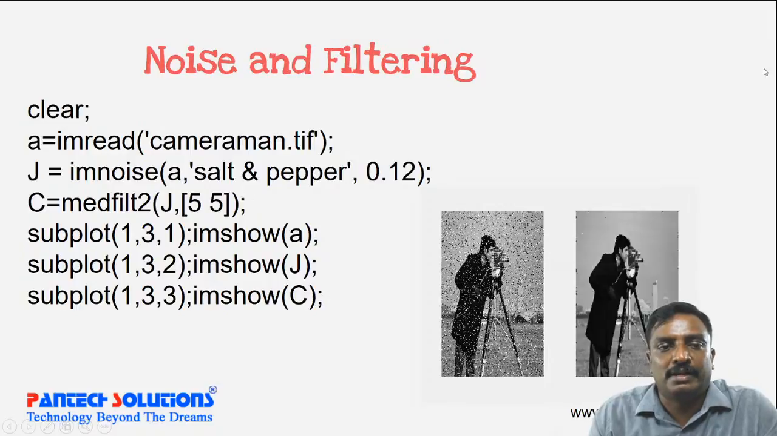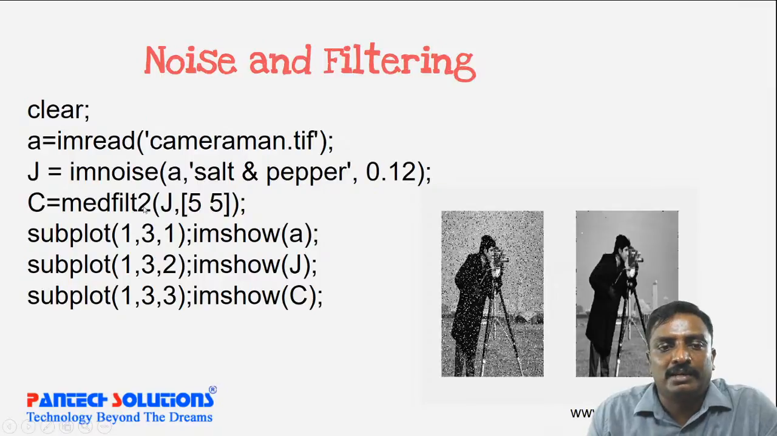So I'll go to Matlab. The first command is imread, to read the image. imnoise is the command used to add the noise, and 'salt & pepper' is the noise type. 0.12 is the noise density. Based on this value, the amount of noise will differ.